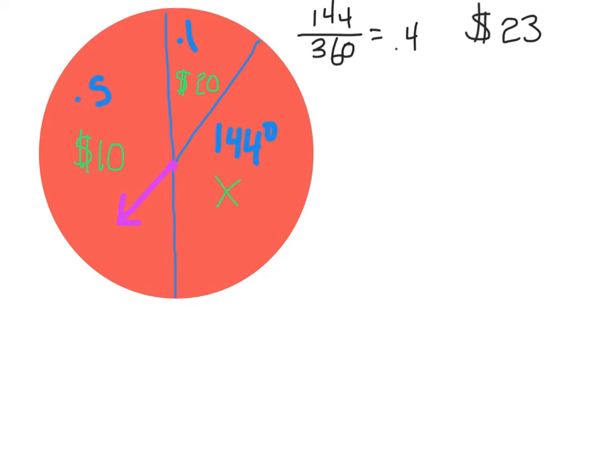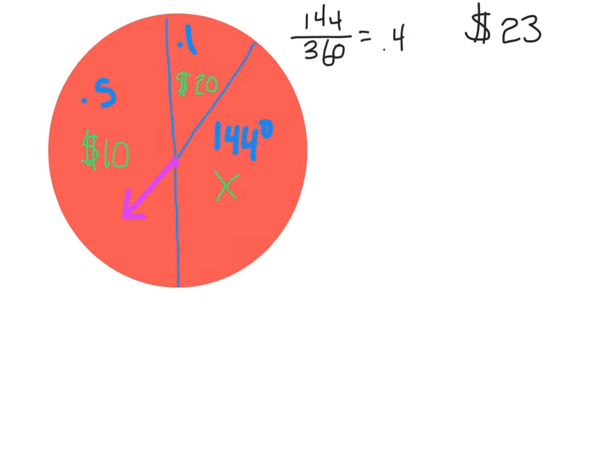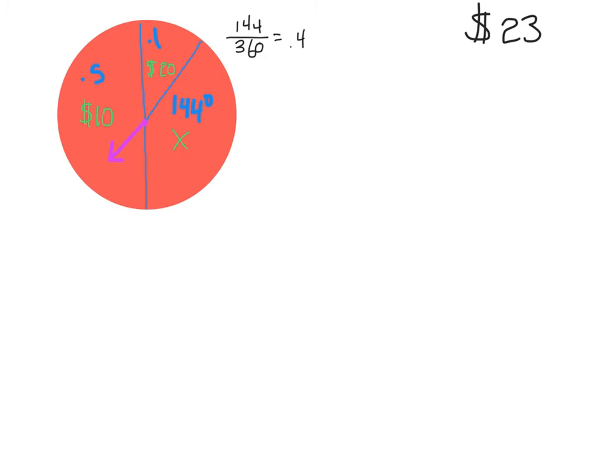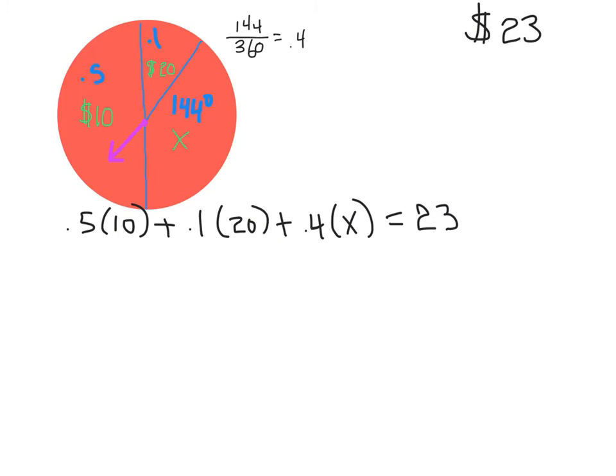Okay, so now let's do the math, which is multiplying probability times outcome and adding them all together. Let me show you what that's going to look like. Okay, here we go. So we start out with 0.5 times 10, 0.1 times 20, 0.4 times we don't know. Don't worry about that. It's equal to 23. So we've got this algebraic equation, and let's do some algebra. Let's simplify by multiplying out as much as we can.